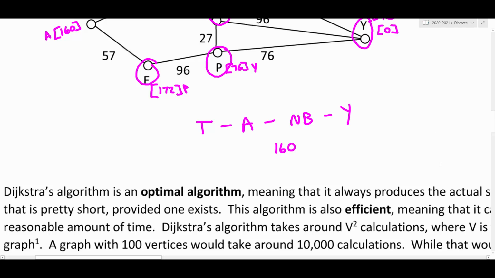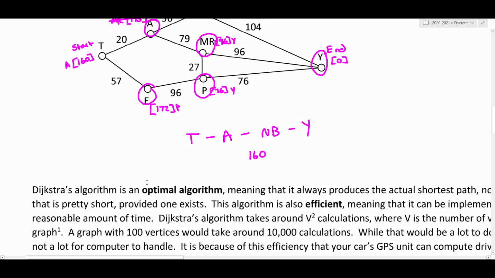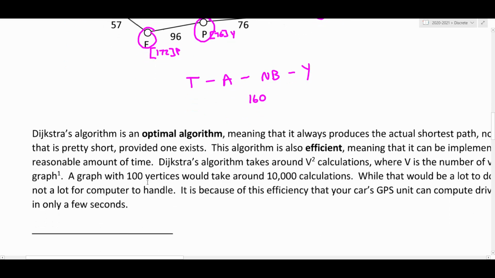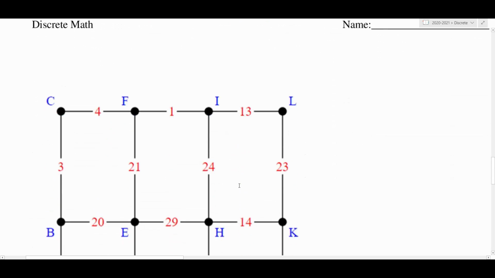All right, and there's a quick blurb down here, just more information on Dijkstra's algorithm being optimal, which means it always finds the shortest path. It's not going to provide something that's kind of short. It's going to provide the shortest path every single time. And it's also efficient. It doesn't require a lot of calculations, which makes it nice and easy for computers to handle. All right, let's try it one more time.